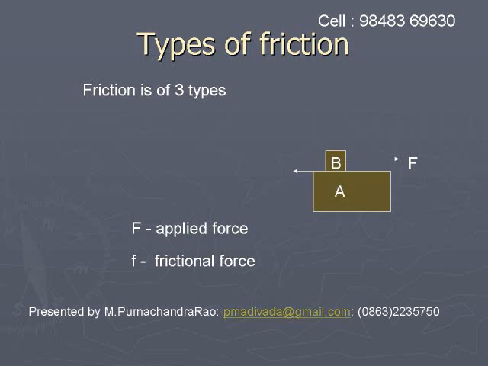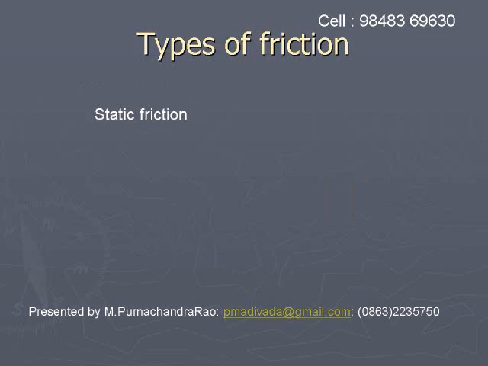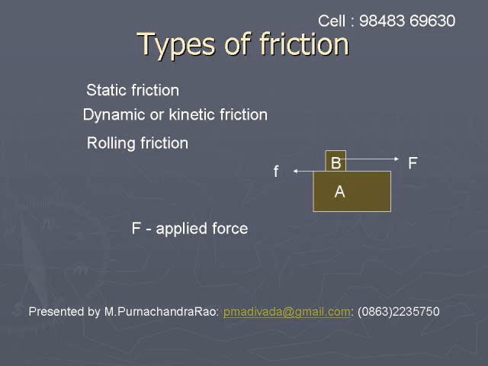Types of frictional forces. There are three types of frictional forces: static frictional force, dynamic or kinetic frictional force, and rolling frictional force. The frictional force on static bodies is called static frictional force. Frictional force on sliding bodies is dynamic or kinetic frictional force. Frictional force on rolling bodies is rolling frictional force.